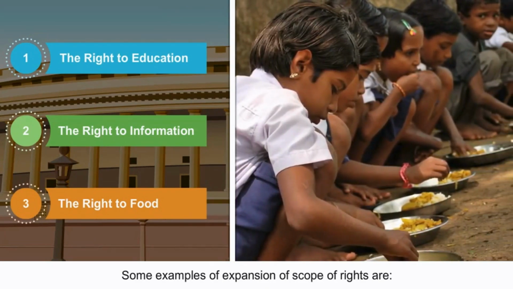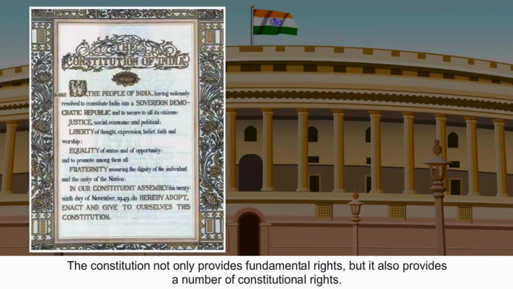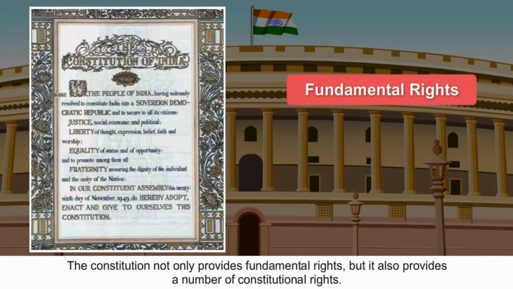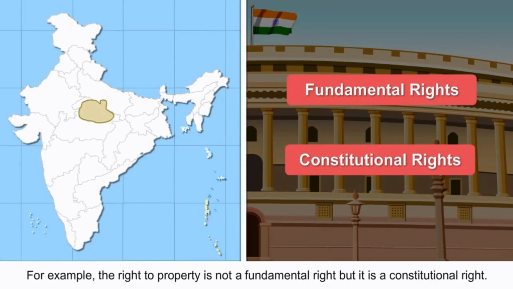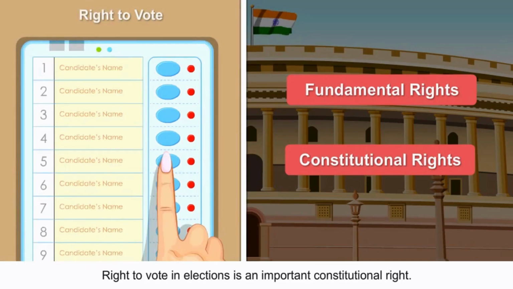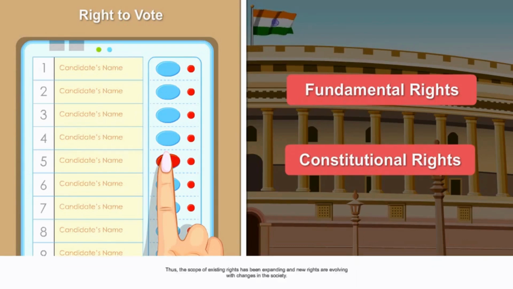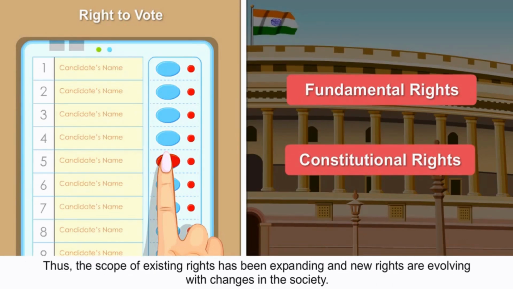The Constitution not only provides fundamental rights, but it also provides a number of constitutional rights. For example, the right to property is not a fundamental right, but it is a constitutional right. Right to vote in elections is an important constitutional right. Thus, the scope of existing rights has been expanding and new rights are evolving with changes in the society.